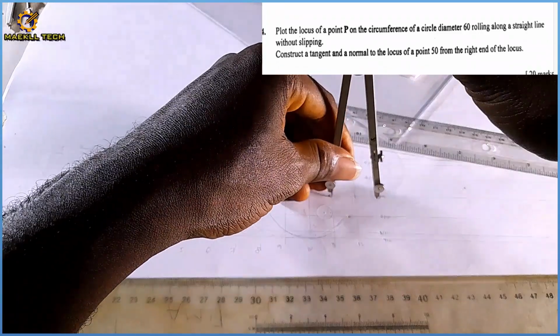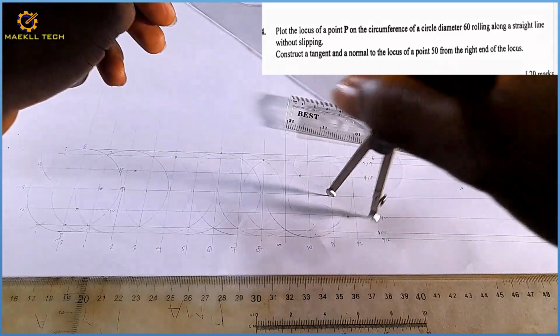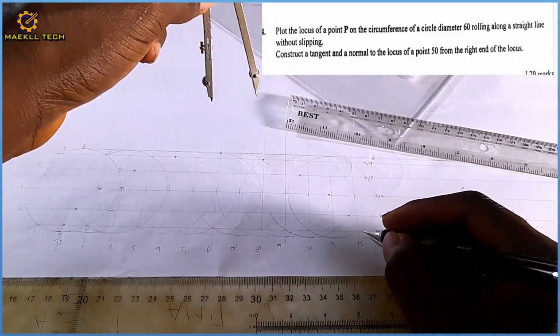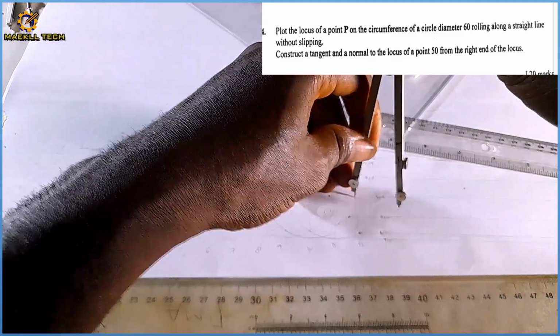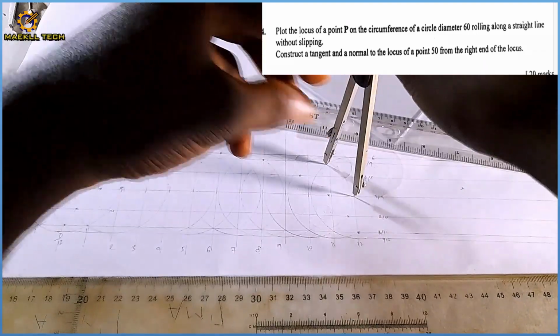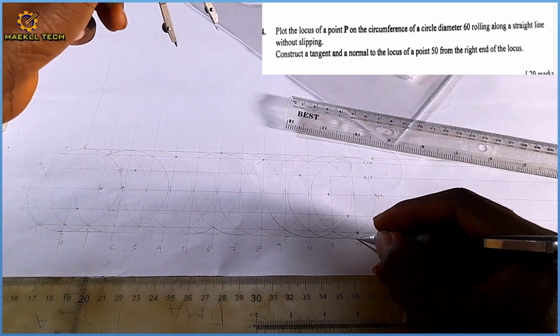Now on mark 11, I draw faintly. It intersects with horizontal line for 1 and 11 right here. Then on mark 12, so which is going to be right here.